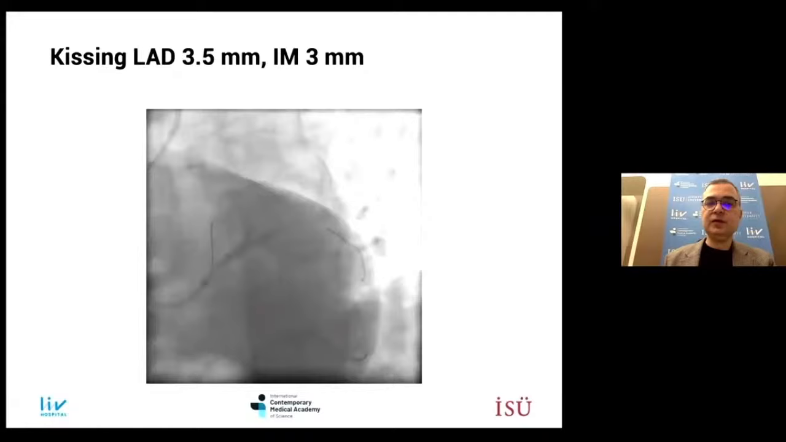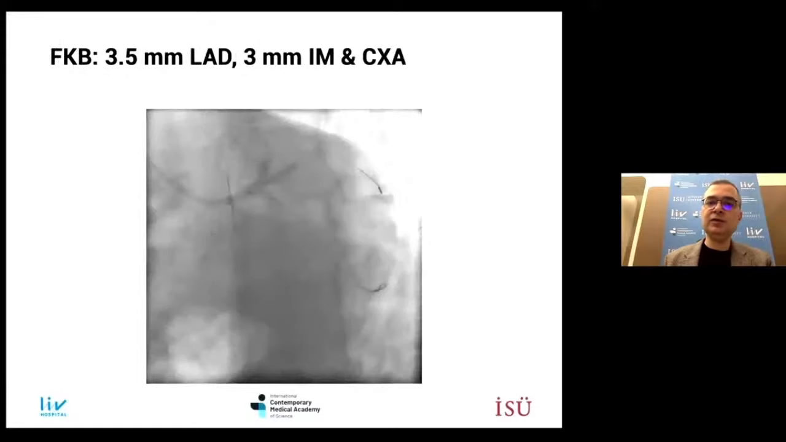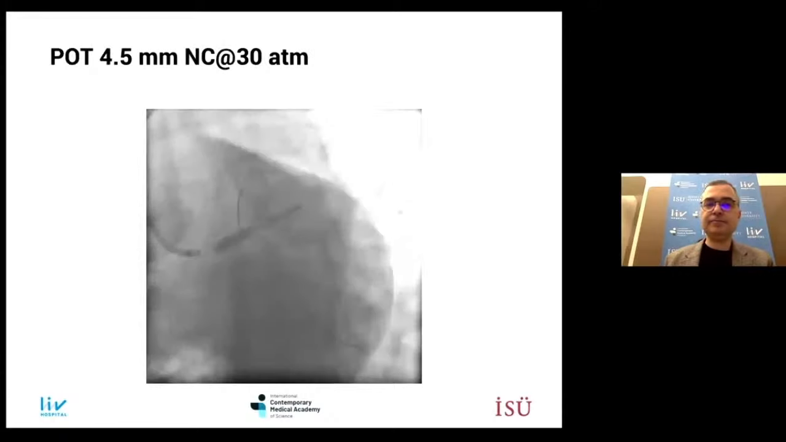Then we made a kissing balloon with a 3.5 millimeter balloon in the LAD and a 3 millimeter balloon in the intermediate artery. And the final step was a triple kissing, which was done with a 3.5 millimeter balloon in the LAD, and a 3 millimeter balloon both in the intermediate and the circumflex arteries. And finally, we finished the case with a 4.5 millimeter NC balloon, making a proximal optimization at 30 atmospheres.